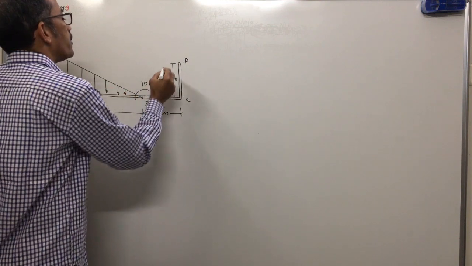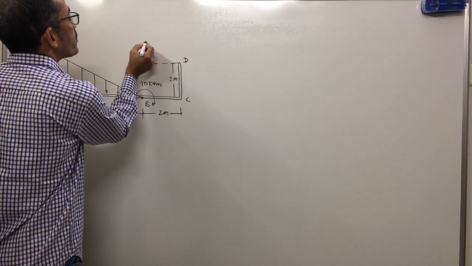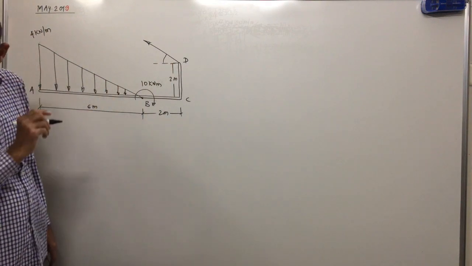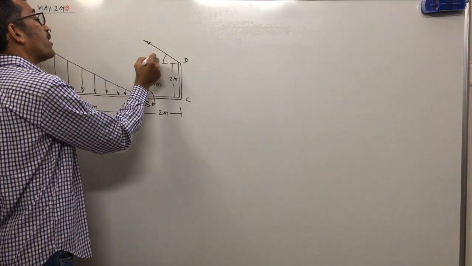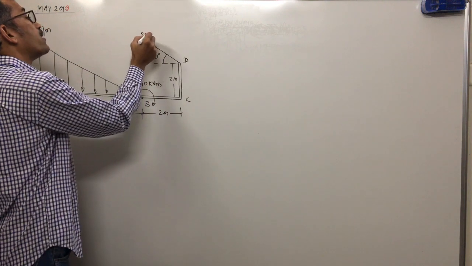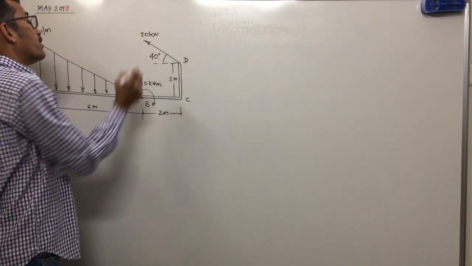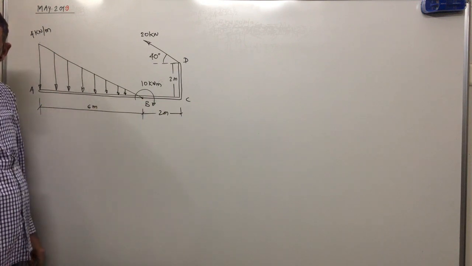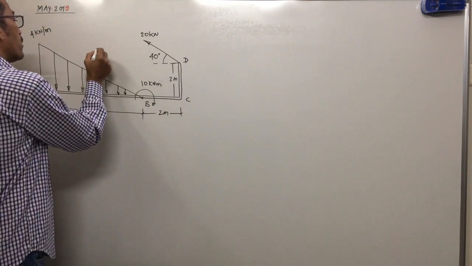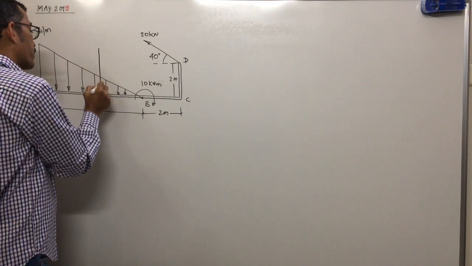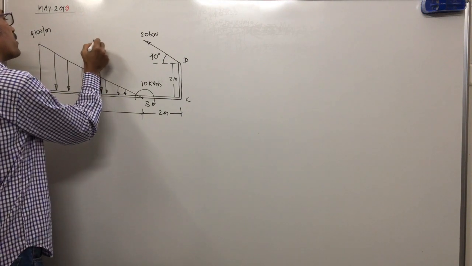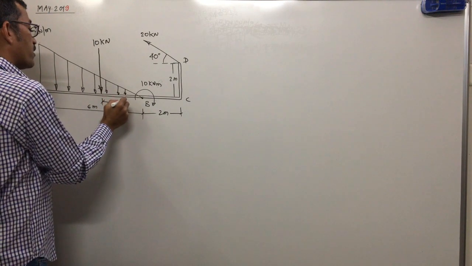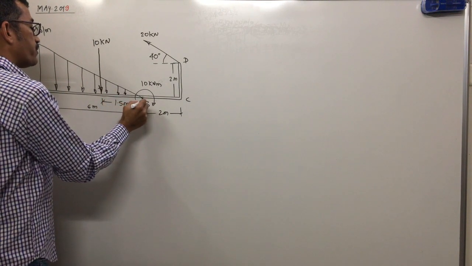At D one force is acting which is inclined. Inclined at what angle? 40 degree and 20 kilonewton. There is one additional point load on the left side of B, 10 kilonewton point load, at 1.5 meter from B.